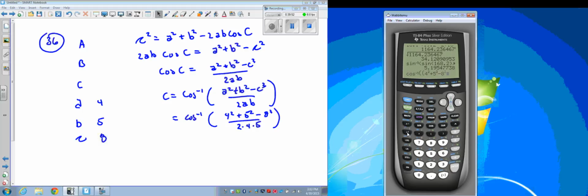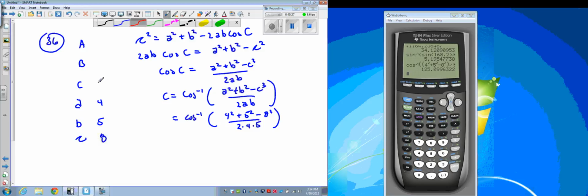Okay, what'd you get? 135. No, I got 1.632. Is that what you got? Yeah, 125.1 probably. So that's going to be C. Is that what everyone got? Yep. 125.1.